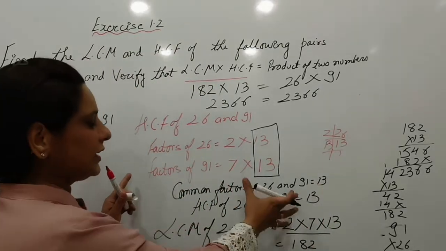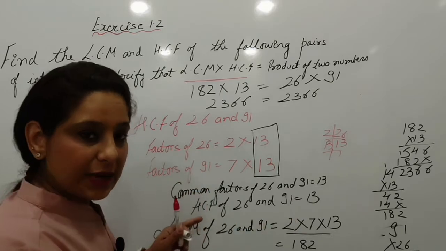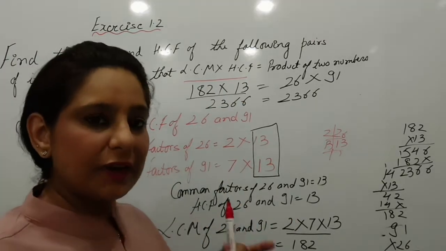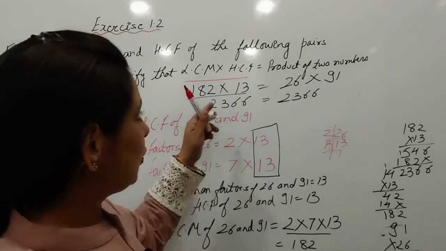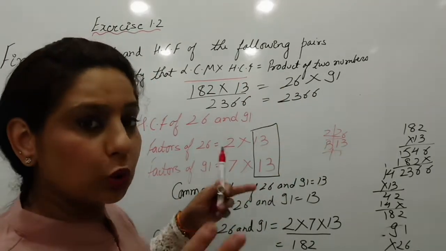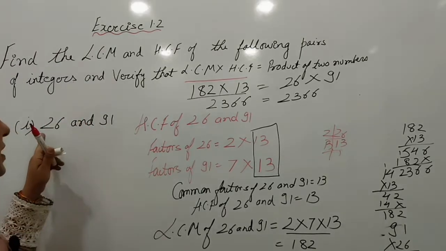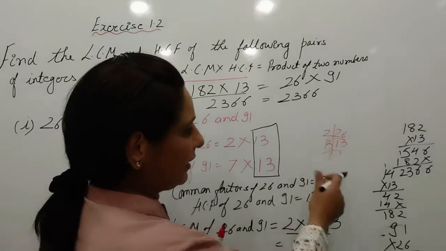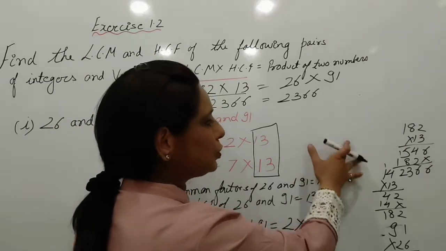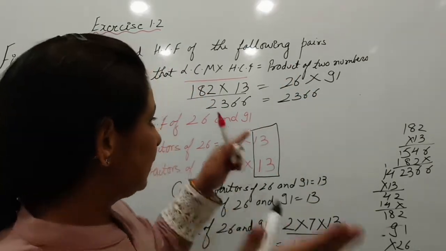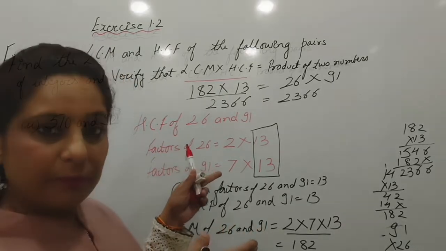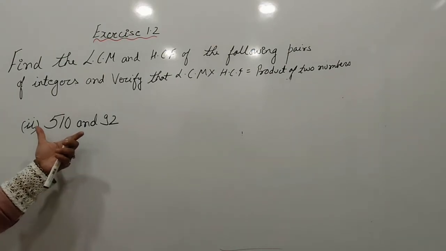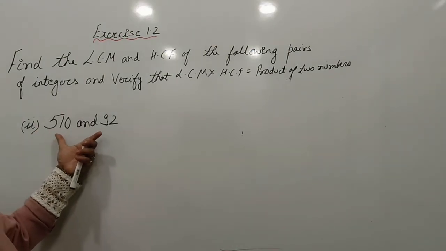So here we have taken HCF, then we have taken LCM, then we have taken product of them, and the product of LCM and HCF is equal to the product of two numbers. और वो दो numbers क्या थे? वो numbers थे 26 and 91. And I have shown you my rough calculation also, so you can also do your rough calculation and check that the products are same.